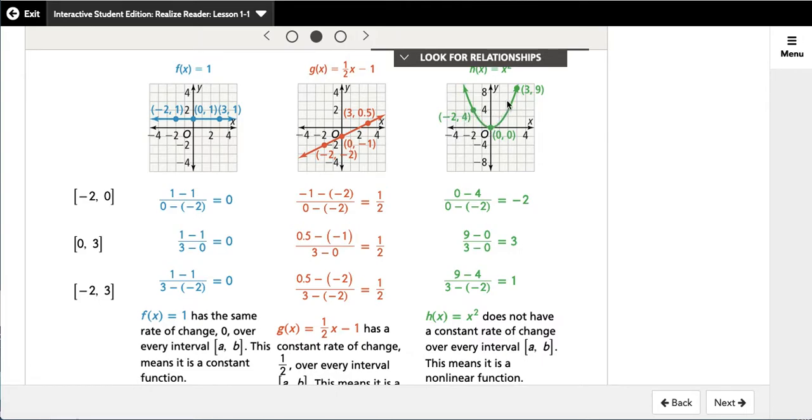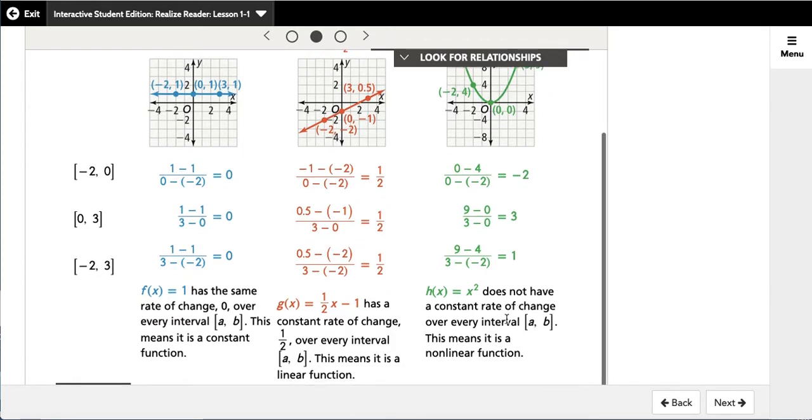From here to here, it's +3. Here's the math behind it. The first interval was -2. From here to here, it's 3. And from the beginning to end, it's +1. All three of those numbers are different. It does not have a constant rate of change over the interval. That means it's a nonlinear function.